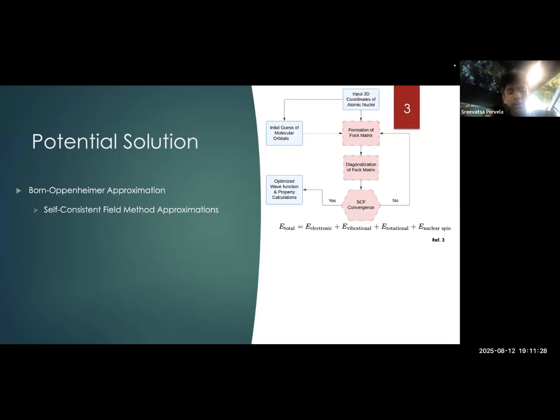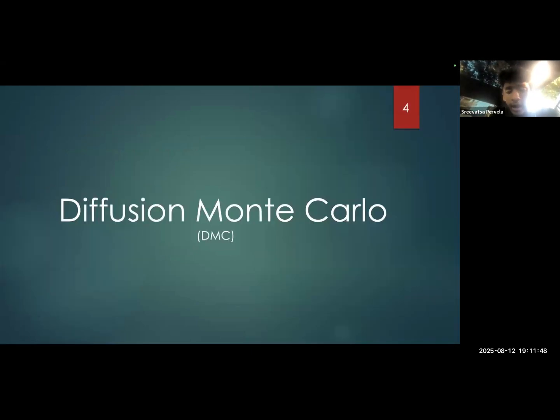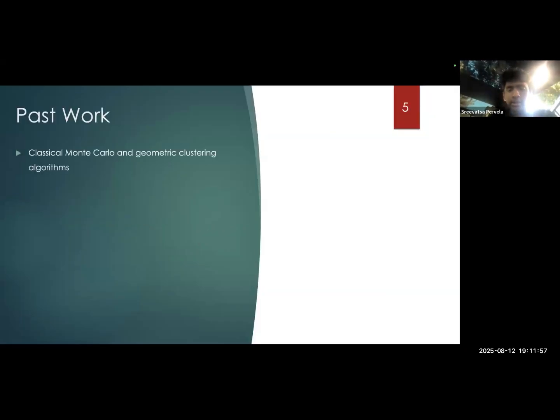The simplest version of this is the Hartree-Fock method, which is reference 4, but it neglects electron correlations. And that's why Møller-Plesset perturbation theory, as shown in reference 5, improves upon this by adding correction terms. While all these methods are powerful, they're still approximations. And that's why, later on, we'll look at diffusion Monte Carlo, which is a more accurate technique for finding ground state energies. Before we get to that, let's look at our past work.